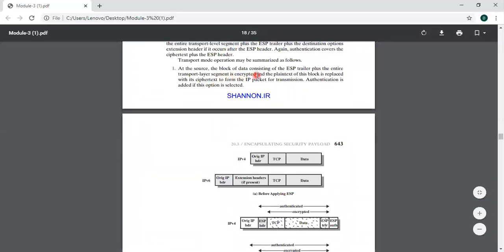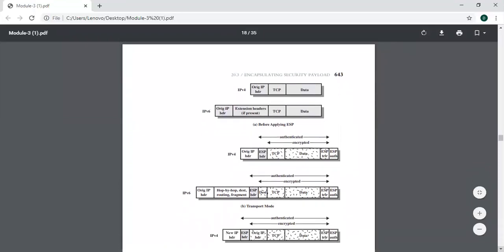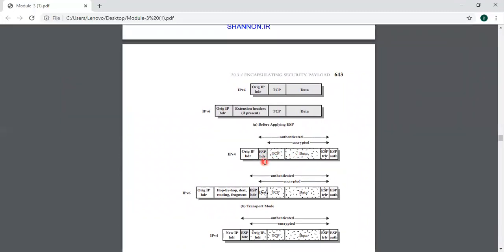At the source, the block of data consisting of the ESP trailer plus the entire transport layer segment is encrypted, and the plain text of this block is replaced with the ciphertext to form the IP packet for transmission. Authentication is added if the option is selected. In figure B, you can see transport mode. Here we are adding the encapsulating security payload header, and hop-by-hop, destination, routing, and fragment headers also. Here authentication and encryption are taking place.